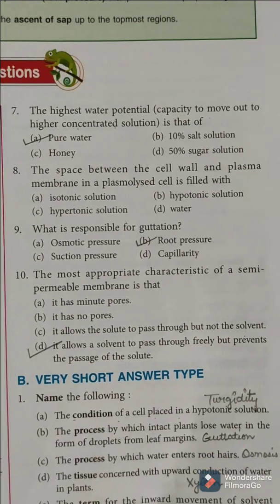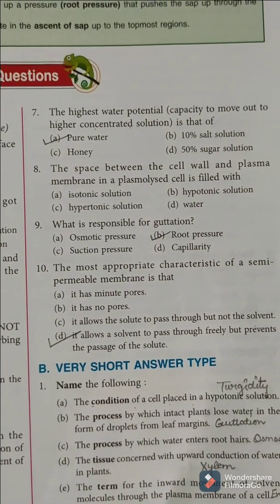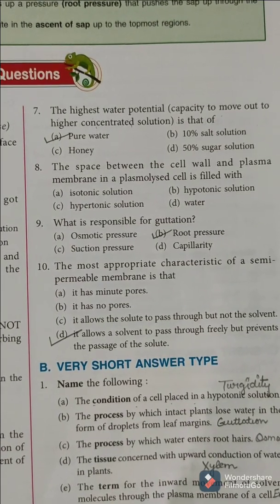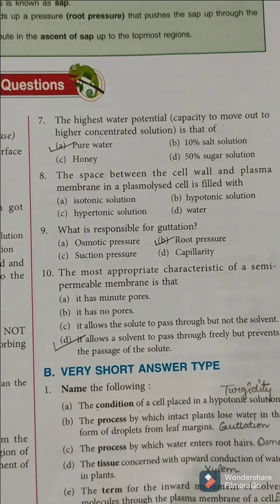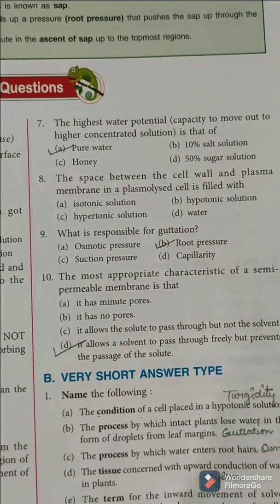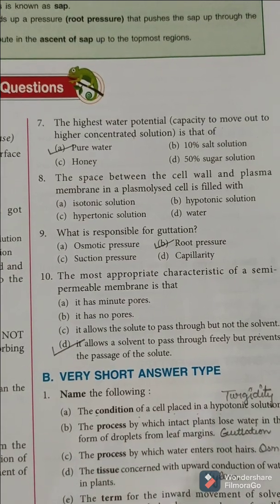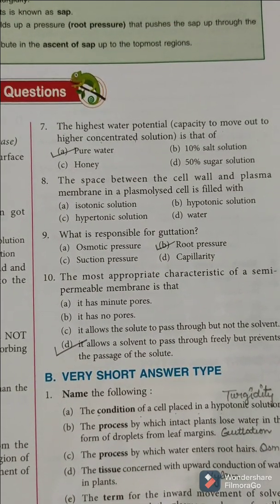Question number 7, highest water potential. That means the capacity to move out to a higher concentrated solution. You have been given 4 substances here. Which substance has the higher water potential? Pure water. It has the capacity to move out to a higher concentrated solution.